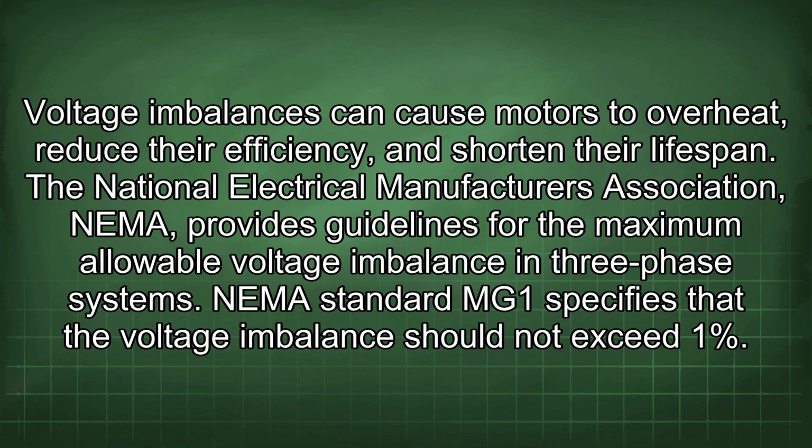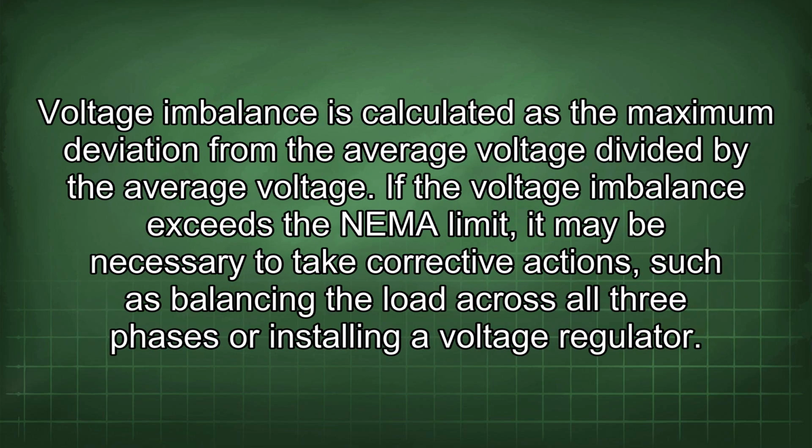The National Electrical Manufacturers Association, NEMA, provides guidelines for the maximum allowable voltage imbalance in three-phase systems. NEMA standard MG1 specifies that the voltage imbalance should not exceed 1%. Voltage imbalance is calculated as the maximum deviation from the average voltage divided by the average voltage. If the voltage imbalance exceeds the NEMA limit, it may be necessary to take corrective actions such as balancing the load across all three phases or installing a voltage regulator.